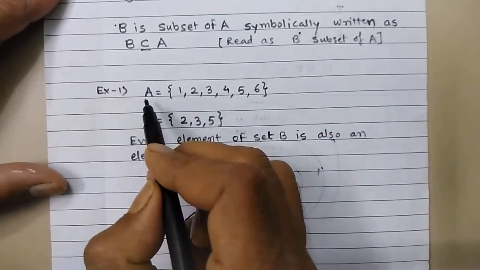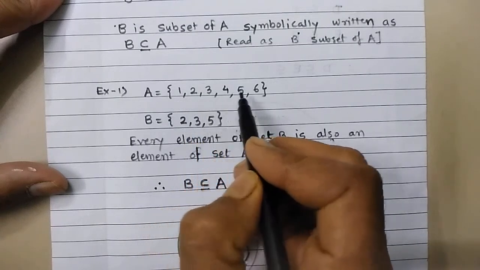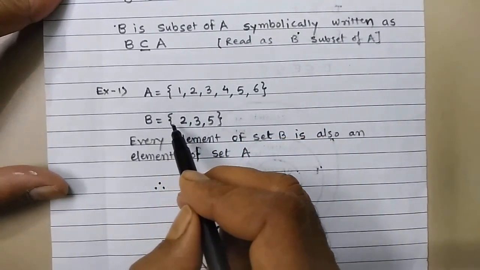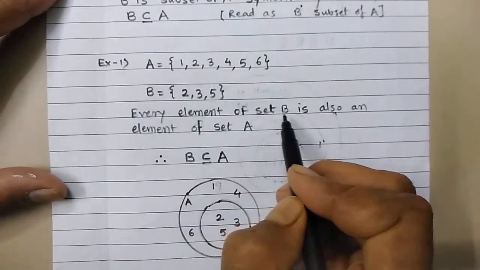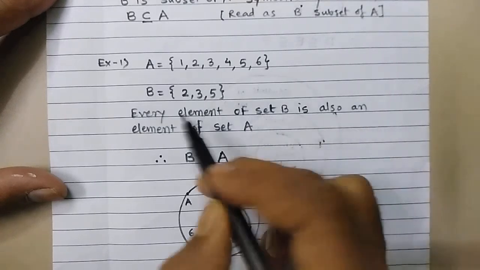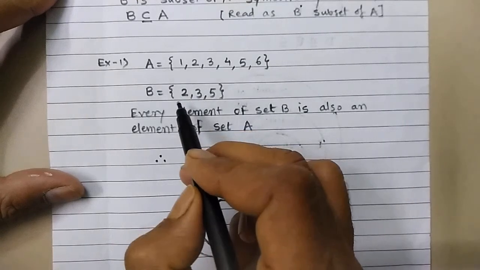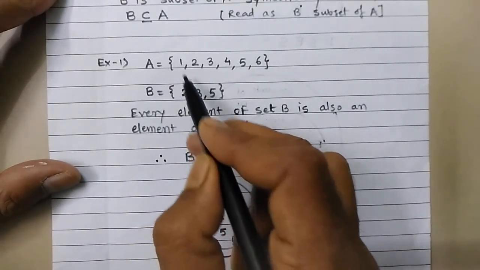Example number 1. A is a set in which the elements are 1, 2, 3, 4, 5, 6. And B is another set whose elements are 2, 3, 5. Every element of set B is also an element of set A. That means the elements which are present in B are all present in A.